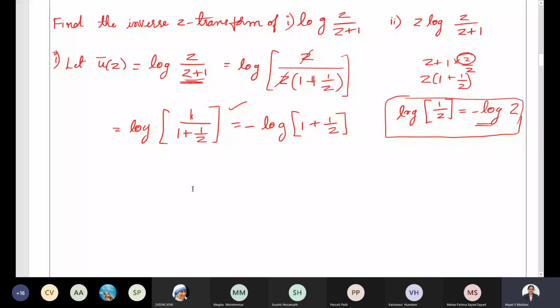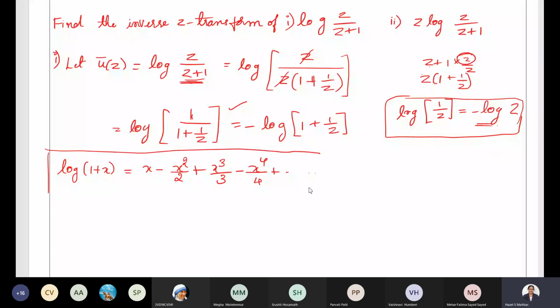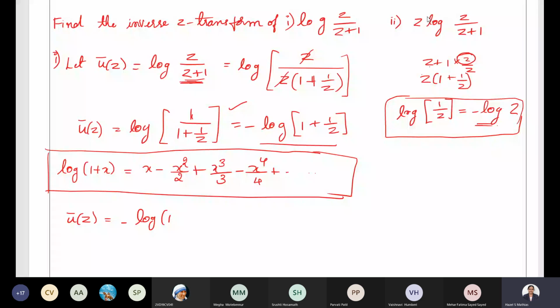Now, here we have got log 1 plus 1 by z. Just now I gave you the general expansion of log 1 plus x. What is log 1 plus x? x minus x square by 2 plus x cube divided by 3 minus x power 4 by 4, etc. See, this is the general expansion of log 1 plus x. This you need to remember, because now we need to expand log 1 plus 1 by z. Is it okay? So what is this? This is u bar of z. What is u bar of z? Minus log 1 plus 1 by z. So u bar of z is equal to minus log 1 plus 1 by z.